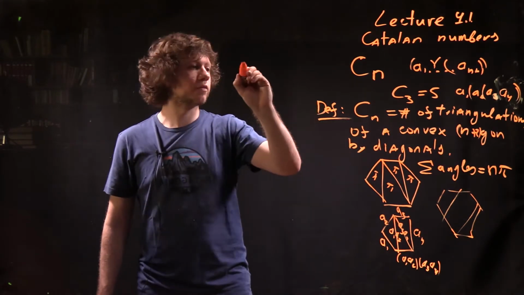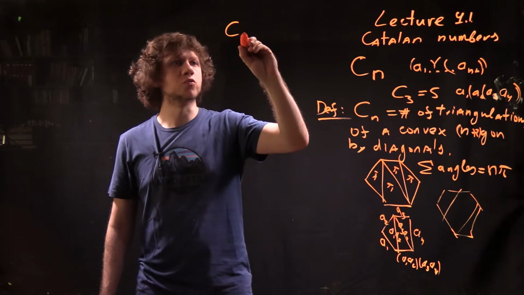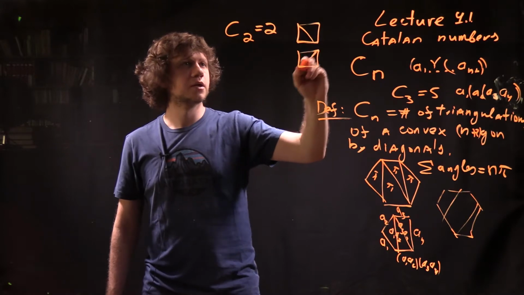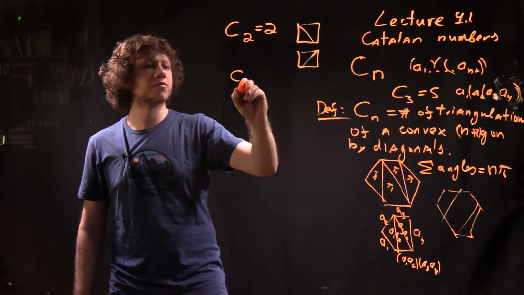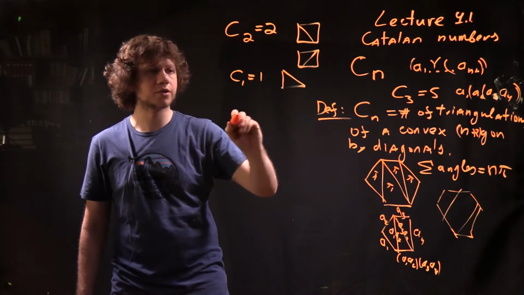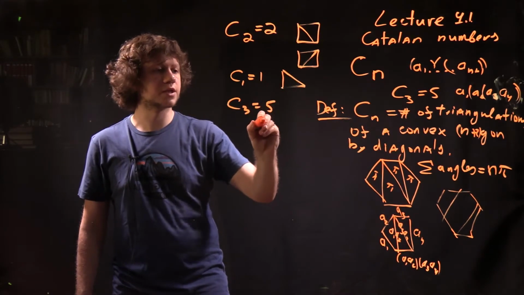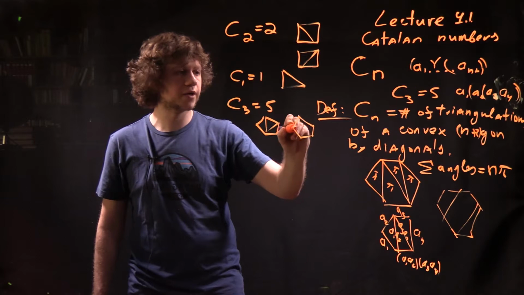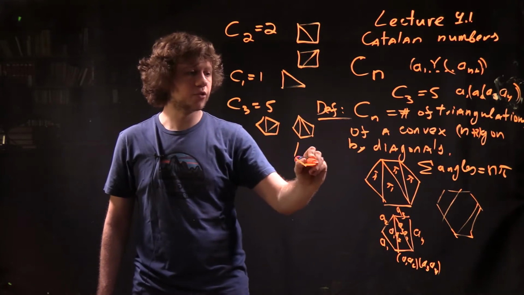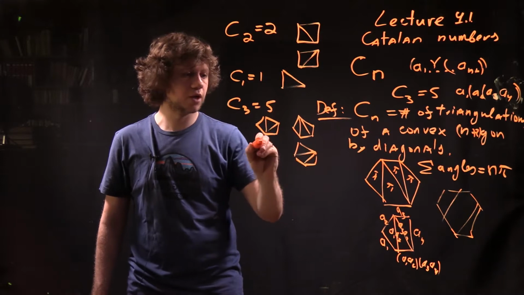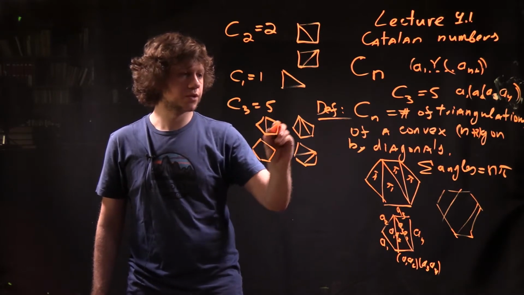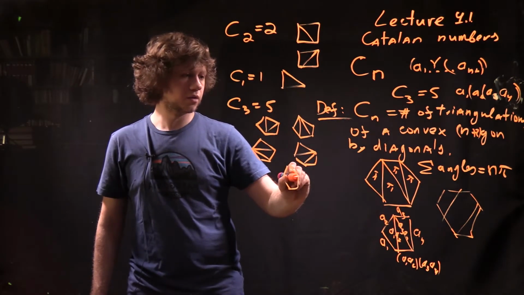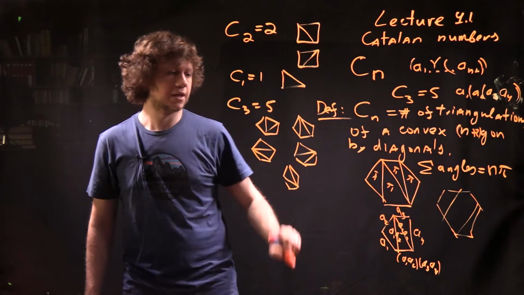Just very quickly, if you take C2, this equals 2, and the reason is that there are 2 triangulations like that. C1 probably should go first as 1 because there is just 1 triangulation. And C3 equals 5, and the reason is that there are 5 triangulations of a 5-gon, where you choose some point and all diagonals go outside. So this is 1, 2, 3, 4, 5.